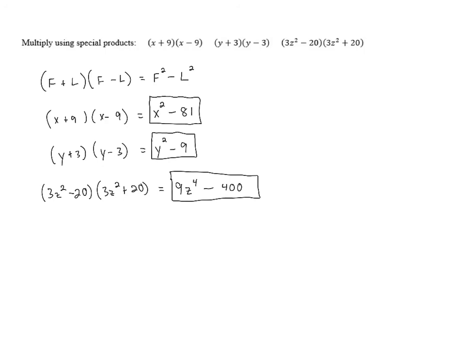Again, if you want to check, you can FOIL that all out. The outer and inner terms should cancel, and you should get 9z to the fourth minus 400.